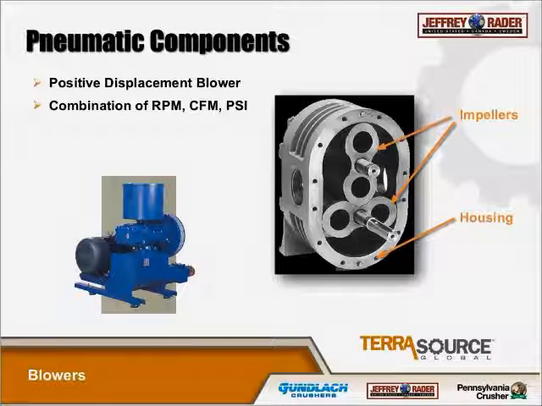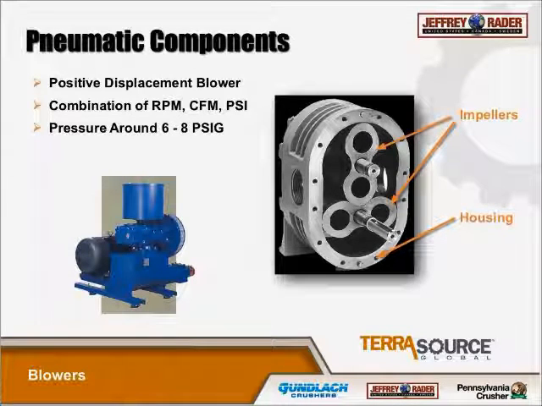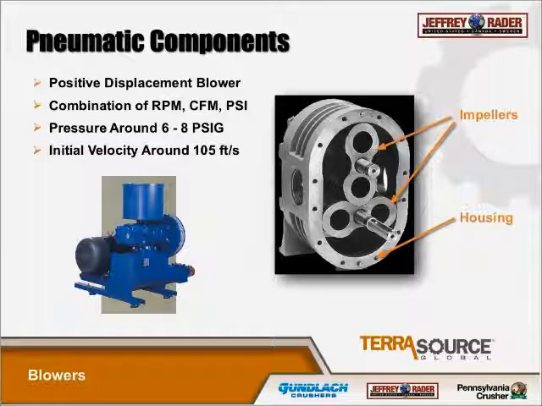We size these blowers based on the CFM and PSI requirements within the system. That, coupled with the maximum RPM of the blower, is what's going to allow us to choose the right one. We typically see pressures around 6 to 8 psi gauge pressure within a system. It's going to change, unique to each system. And then initial velocity might be around 105 feet per second. It's going to be different with each material, and as we said before, it's going to increase to a maximum point at the end of the system.